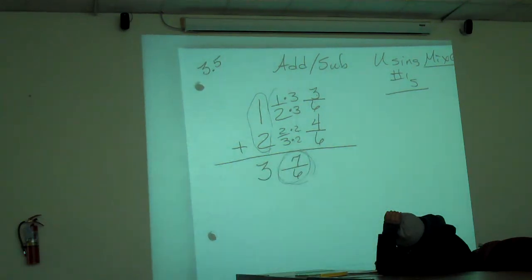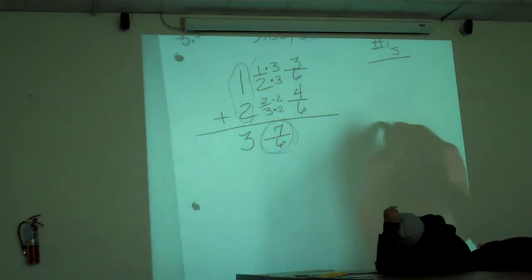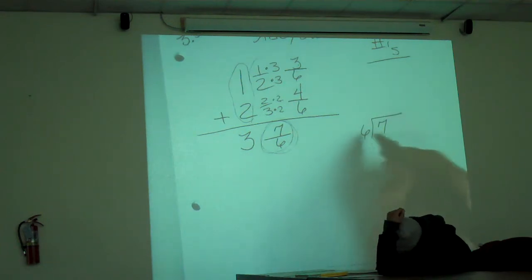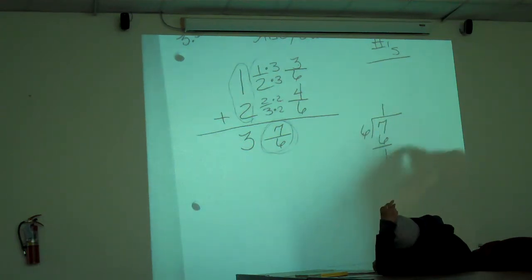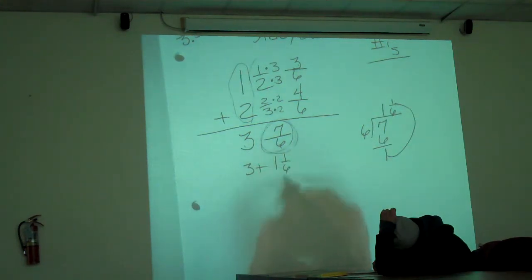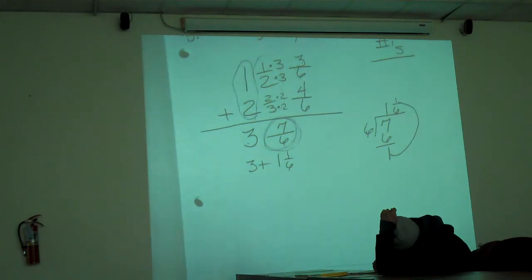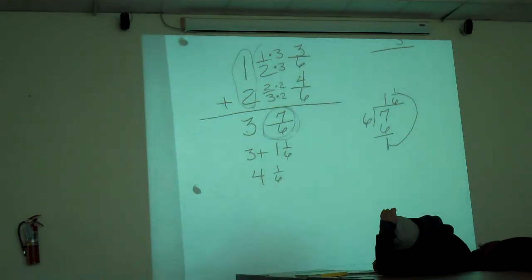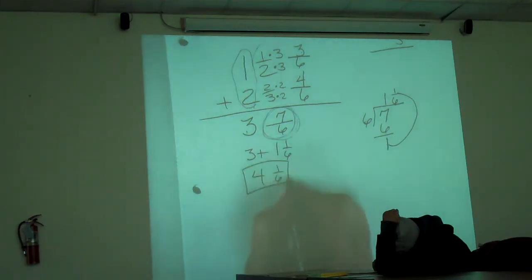This is improper. It's bigger than 1. So what we need to do is change this to a mixed number. 7 divided by 6 is 1, and there's 1 left over. So you got 1/6. So you got 3 plus 1 and 1/6, which comes out to 4 and 1/6. And the 1/6, of course, won't reduce. So you're done there.